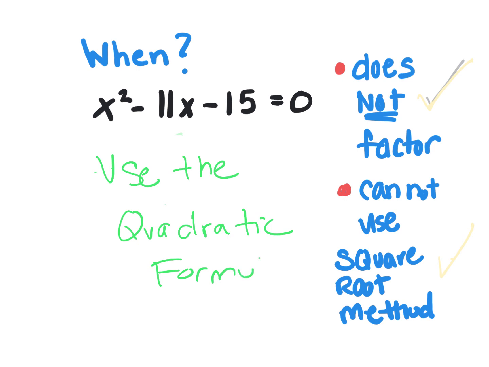Now, in a different video, we'll learn more about how to use it, but this video was just to cover what it is. It's a formula that helps us solve a quadratic equation to find the x-intercepts. And when do we use it? Well, we use it when we cannot factor and when we cannot use the square root method.